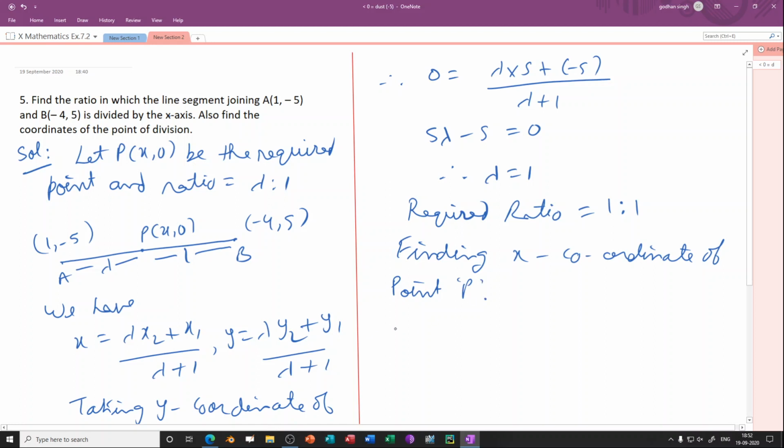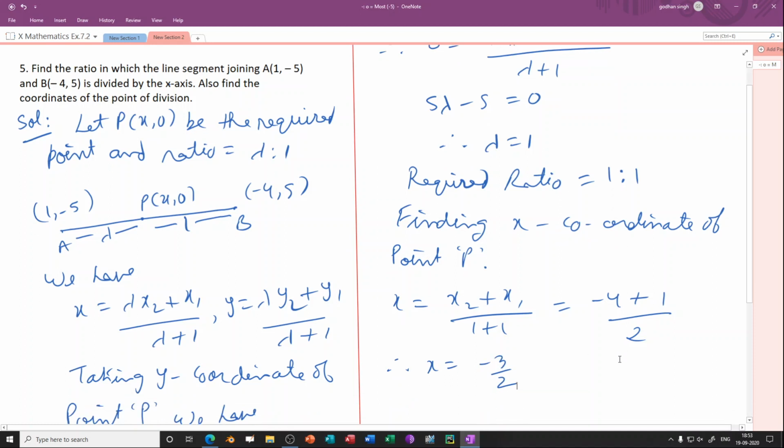So just we'll put the value here, x equal to lambda is 1, so that is 1 into x2. First let us write in general, x2 plus x1 over lambda plus 1, so 1 plus 1 equal to, now what is x2 here? X2 is the x coordinate of point B, that is minus 4. So minus 4 plus x1, the x coordinate of point A, that is 1, over 1 plus 1, that is 2. So therefore x equal to minus 4 plus 1 is minus 3, so minus 3 by 2.